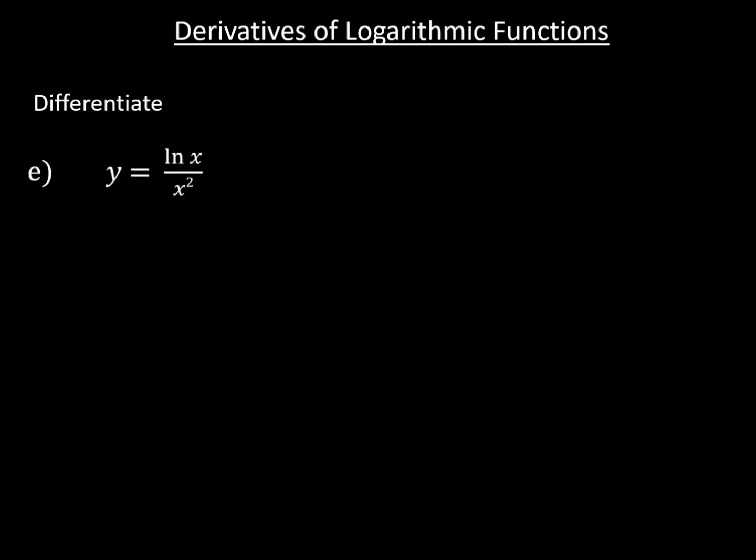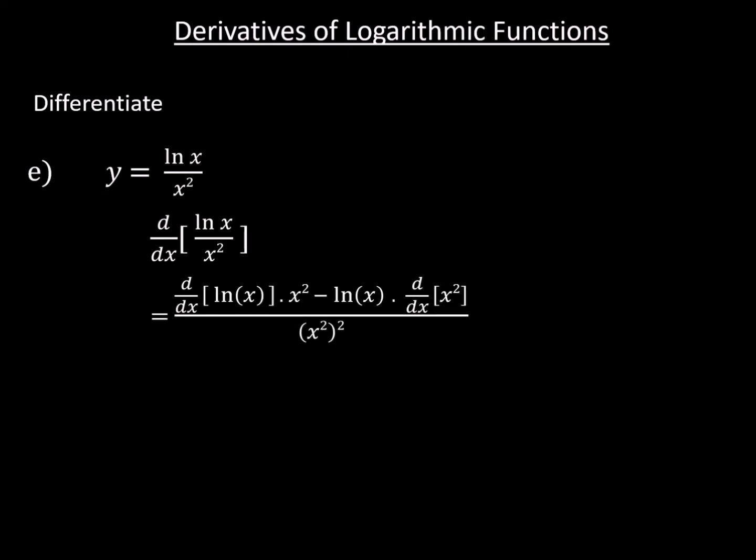Now let's try this one. We can call it e, ln of x over x squared. We first add derivative notations. This is a quotient, therefore, we start by applying the quotient rule. This then gives us the derivative of the ln of x times x squared minus ln of x times the derivative of x squared over x to the power 4. The derivative of the ln of x will give us 1 over x, and the derivative of x squared will give us 2x. We then simplify the numerator to get x minus 2x times ln of x.